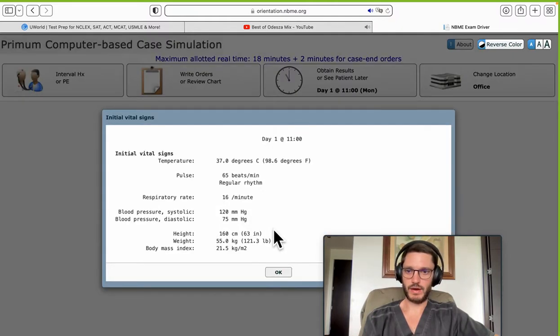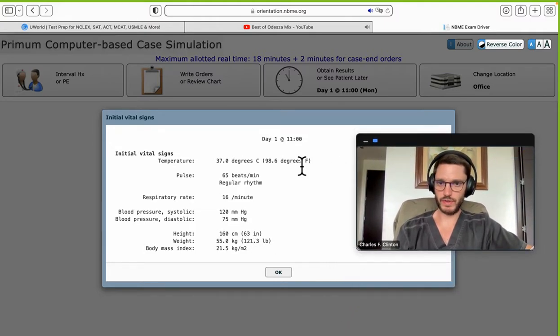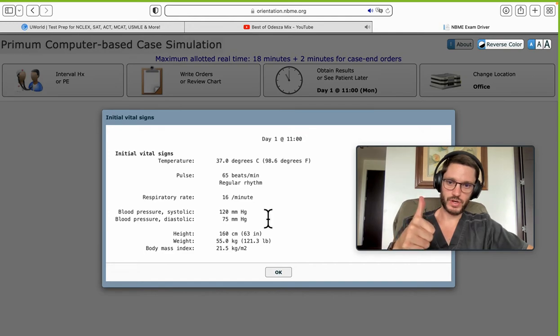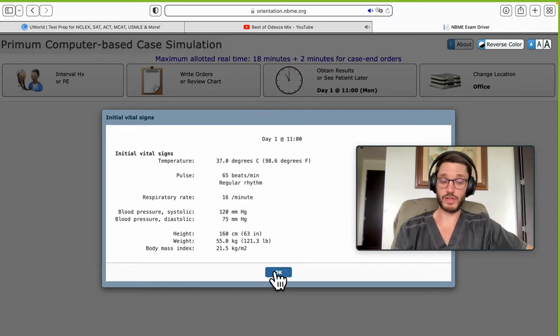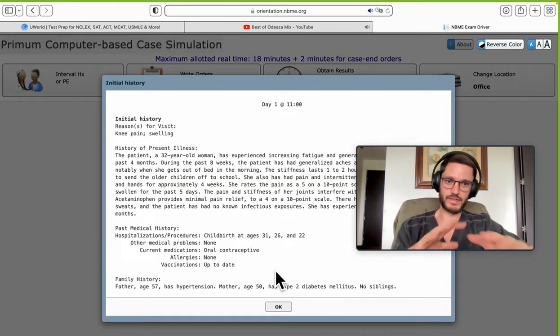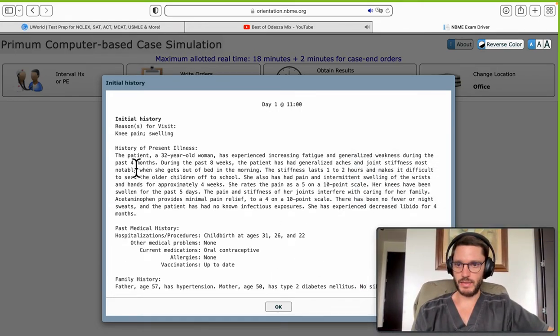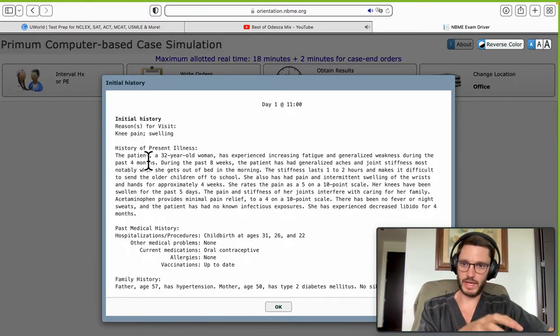Now let's see the second window, which will give you the vital signs. She is afebrile, with normal pulse, normal respiratory rate, normal pressure, and normal BMI. Okay, let's go on to the third screen. So she's stable, vital signs are okay. Now, history of present illness. The patient, a 32-year-old woman, has experienced increasing fatigue and generalized weakness during the past 4 months. So 4 months of constitutional symptoms and 1 week of actual joint pain of her knees.